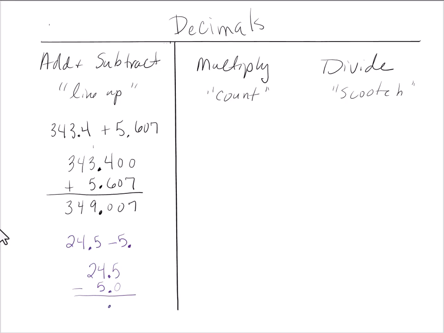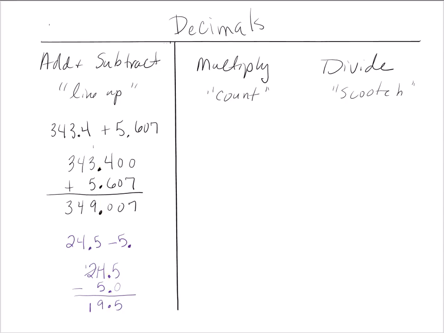Then you do your math as normal. 5 minus 0 is 5. Borrow. 14 minus 5 is 9, and 1 minus 0 is 1. Notice the lineup. It will always be the same for add and subtract, no matter the math.